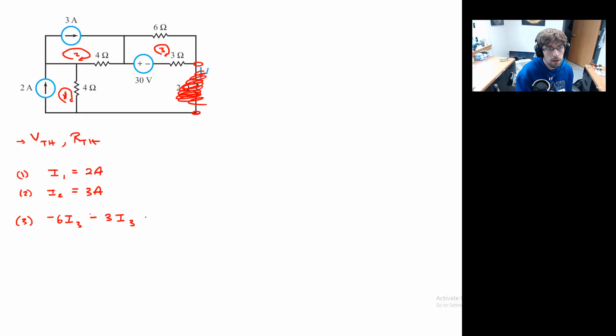Okay. And then we have plus 30. And that whole rigmarole better be equal to 0. Right? Cool. Well, we've already got the top 2 answers. I guess we better find this bottom one. We get I3 is equal to 30 over 9, or if you prefer, 10/3 of an amp.